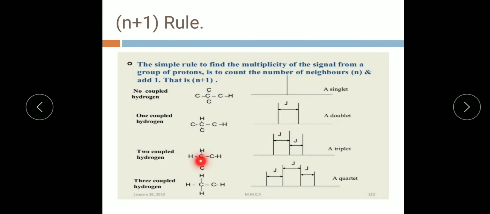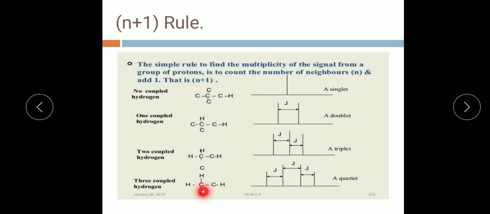If this carbon is having 1 proton and neighboring, how many protons are there? 1 and 2. So, this proton spin is coupled with the neighboring 2 protons' spins. So, how many neighboring protons are there? 2. So, according to the n plus 1 rule, 2 plus 1 equal to 3. So, the signal will split into 3 peaks, that is a triplet in the ratio 1:2:1.